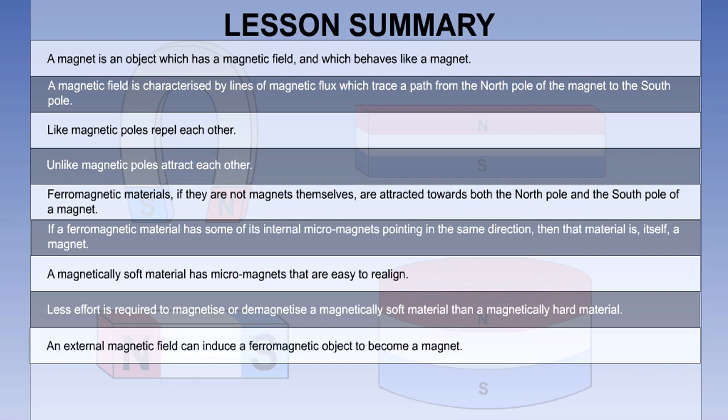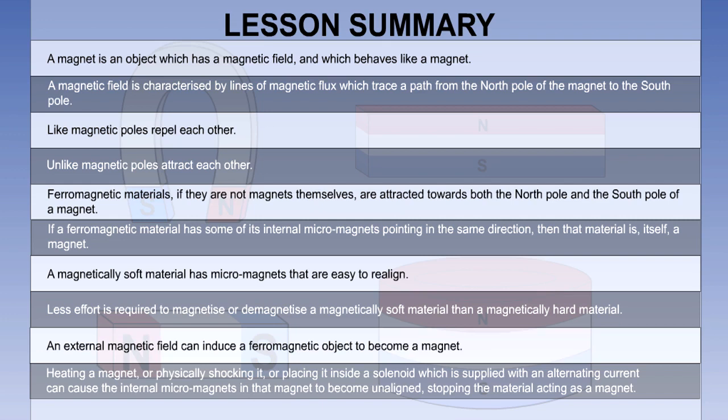An external magnetic field can induce a ferromagnetic object to become a magnet. Heating a magnet, or physically shocking it, or placing it inside a solenoid which is supplied with an alternating current, can cause the internal micromagnets in that magnet to become unaligned, stopping the material acting as a magnet.